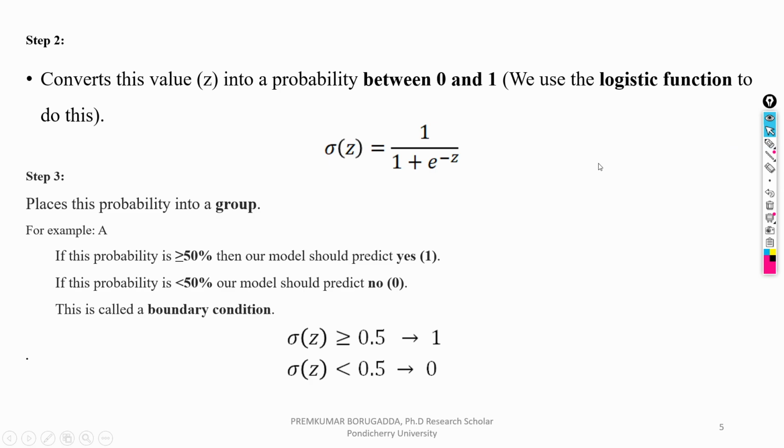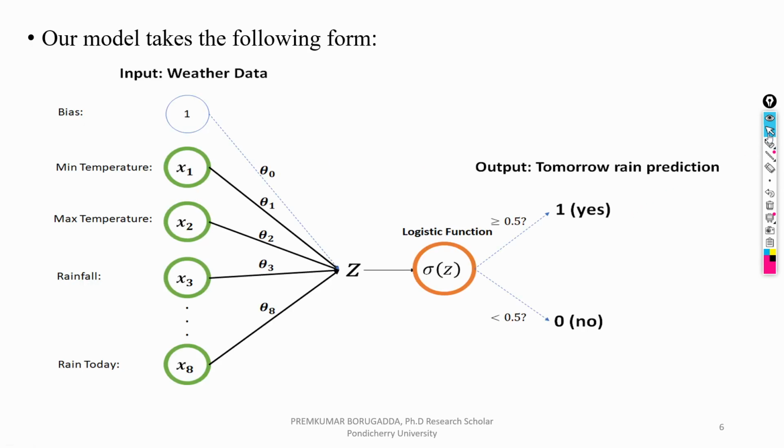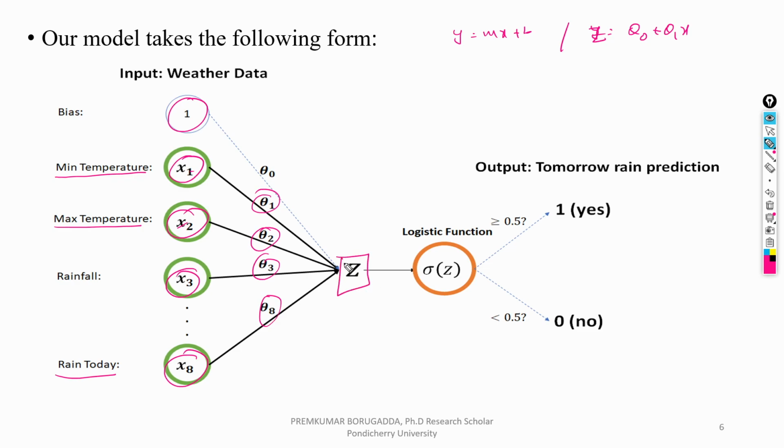Next, our model takes the following form. This is x1, x2, x3 up to x8. x1 means minimum temperature, x2 maximum temperature, like that, and x8 is rain today, and this is the bias. So our equation will be y is equal to mx plus b, or z is equal to theta naught plus theta 1 x1. Both are the same, don't be confused. Here we multiply x1, x2, x3 with the corresponding coefficient values theta 1, theta 2, theta 3, and the result will be z.